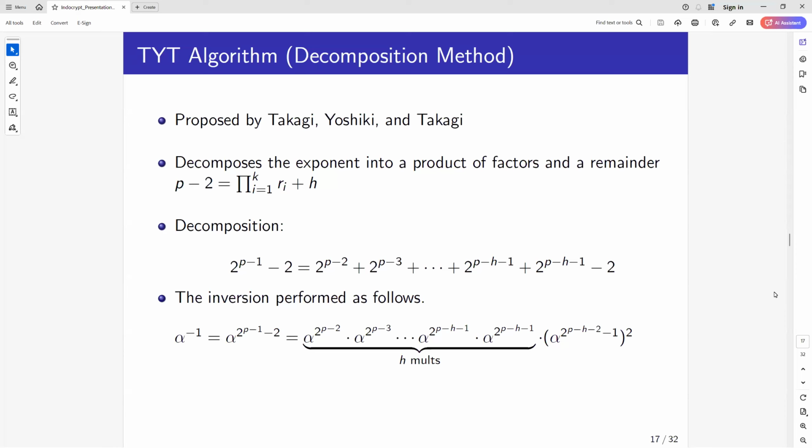Maybe p minus h. Yeah, I think it should be minus 2. Yes, okay. Fix that. Thank you.